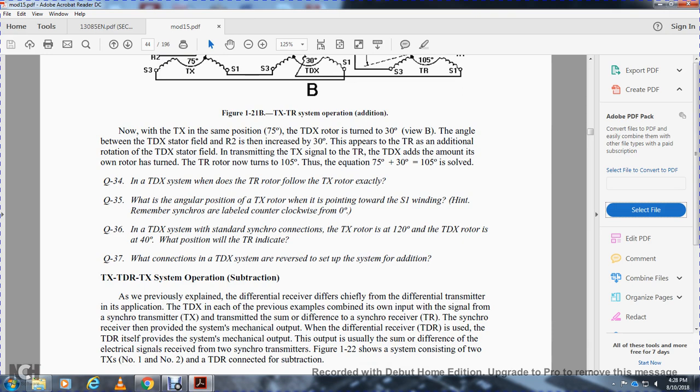The synchro receiver provides the system's mechanical output. The differential receiver is used with the torque differential receiver that provides the system's mechanical output. The output is usually the sum or difference of the electrical signals received from the two synchro transmitters.